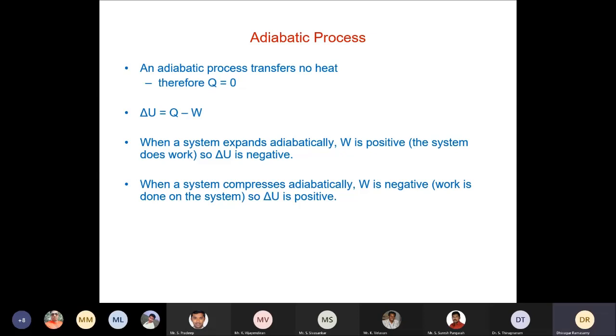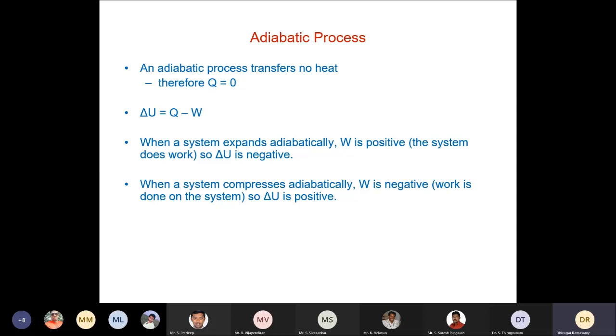We have seen a term as small q. What does that mean? Small q defines the heat flux. What is called heat flux? Heat flux is the amount of heat transfer per unit area. Per unit area, how much heat is transferred? That will be denoted as small q. Capital Q denotes the heat transfer over the entire area.